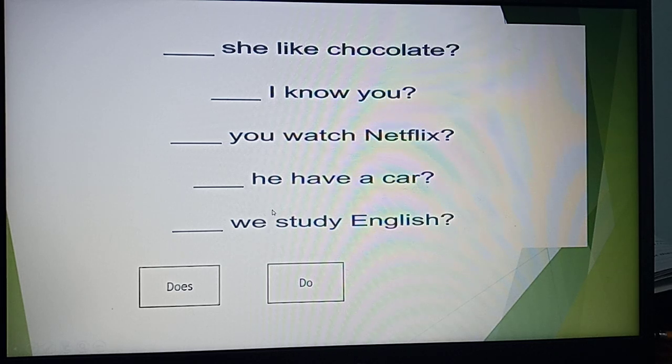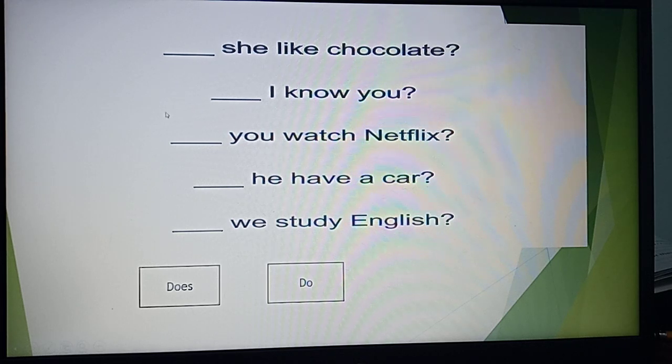And another one, blank he have a car. The pronoun is he, therefore we are going to use does. Does he have a car? And last one, blank we study English. The pronoun is we, therefore we're going to use do. So the question is, do we study English?